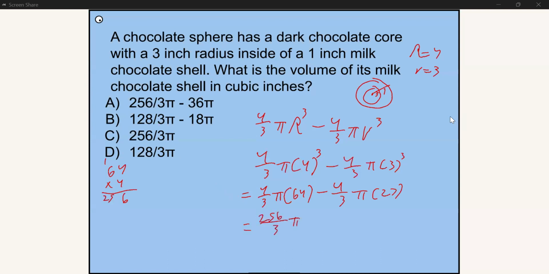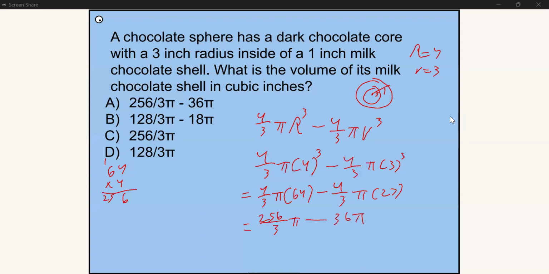And you want to look at the answer choices, right? To know how much work you need to do. They didn't multiply out the pi's, so I'm not going to multiply out the pi's. And they didn't divide by 3, so I'm not going to divide by 3. So I'm going to leave it like this. And then the other part, 27 divided by 3 is 9, times 4 is 36 pi.